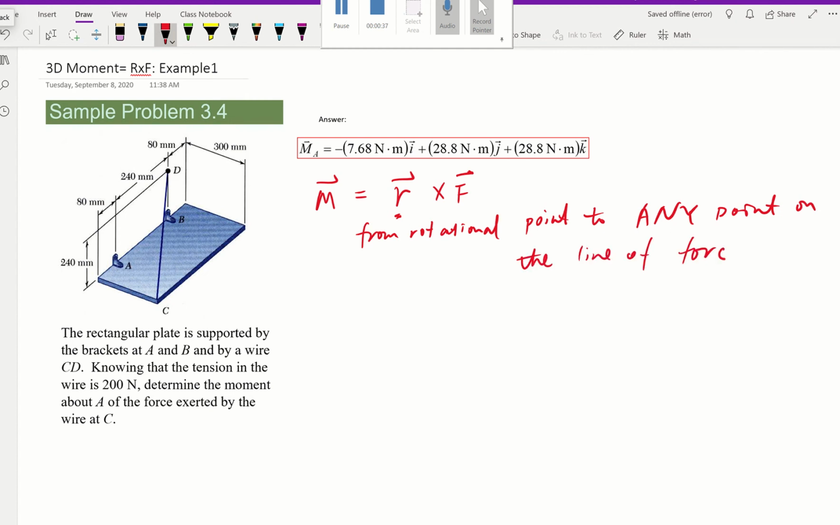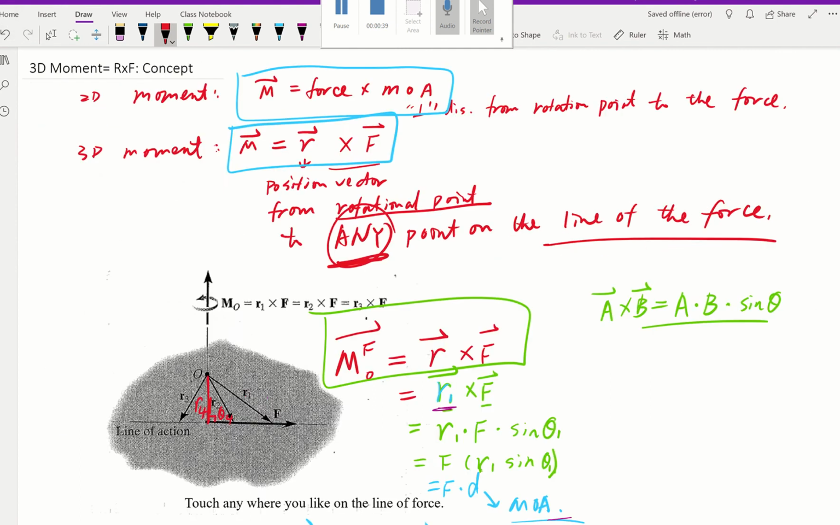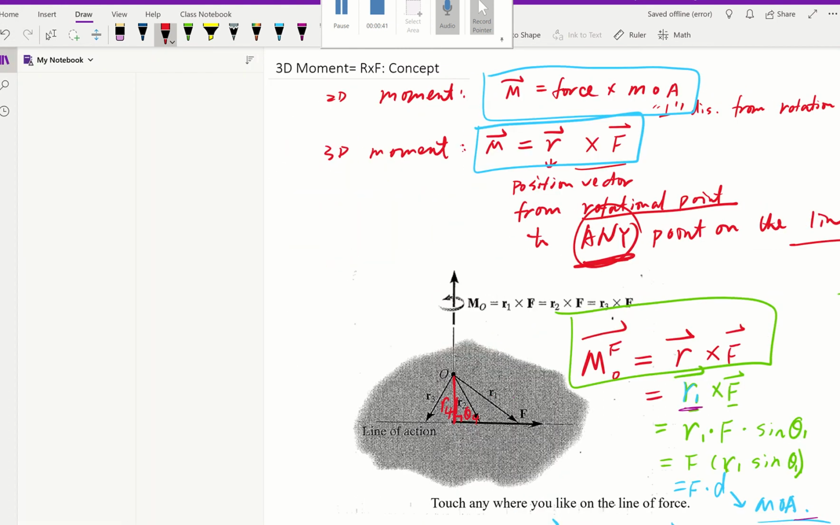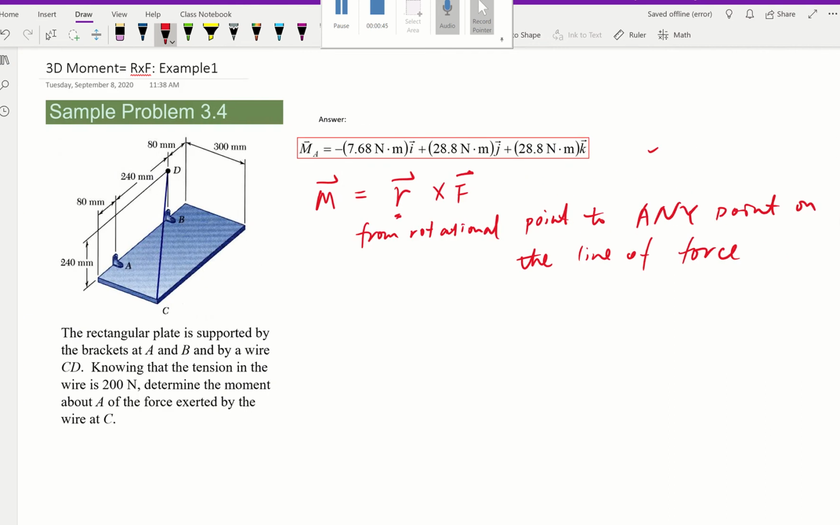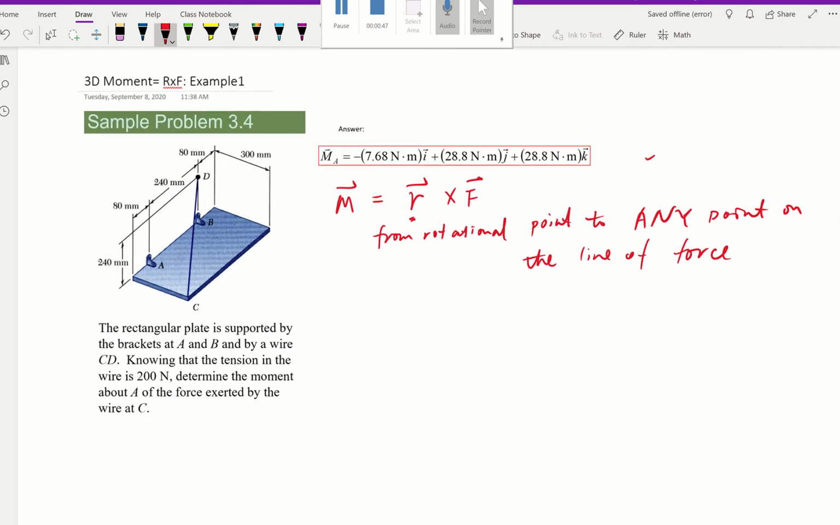And so here's our result, our answer. Hopefully we'll get a correct answer. Now let's take a look at this problem.